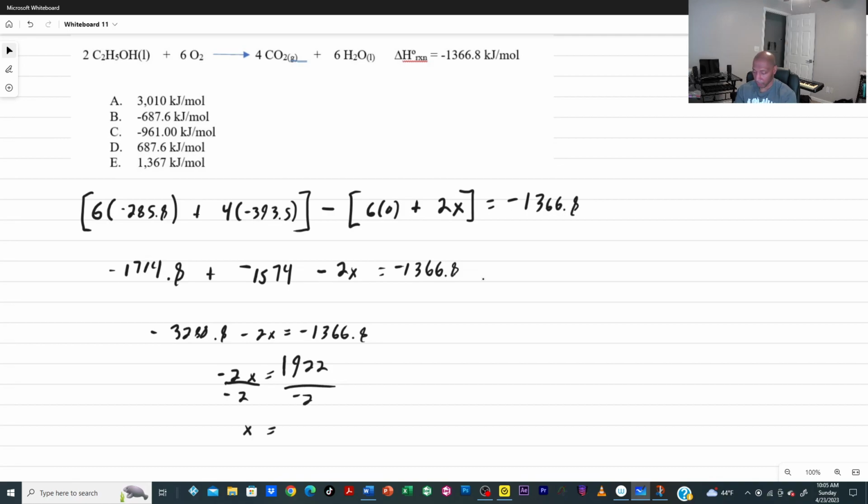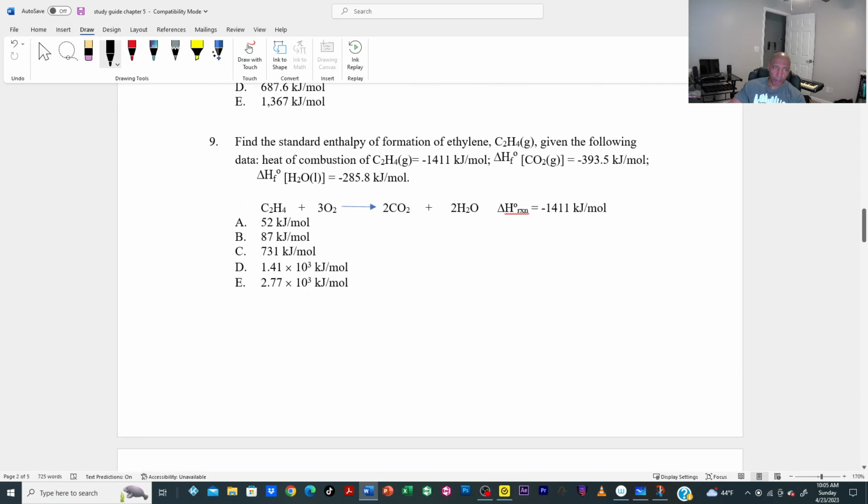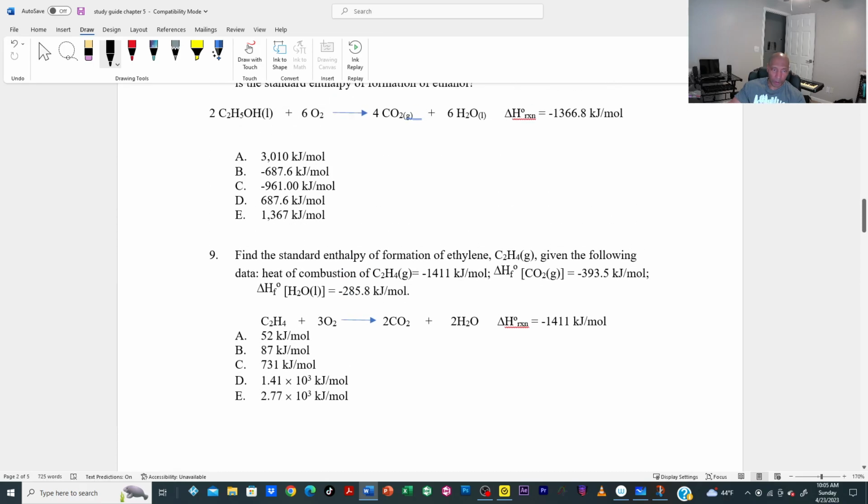Let's see, 1,922. Okay, so of course I divide both sides by negative 2. And x is equal to a negative 961 kilojoules per mole. Okay, so let's see, that corresponds to C, right? That corresponds to C. So that was a rather entertaining problem to do.